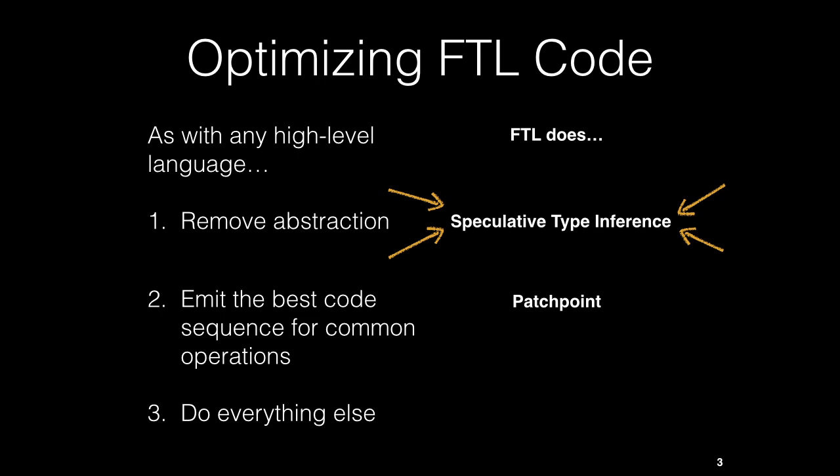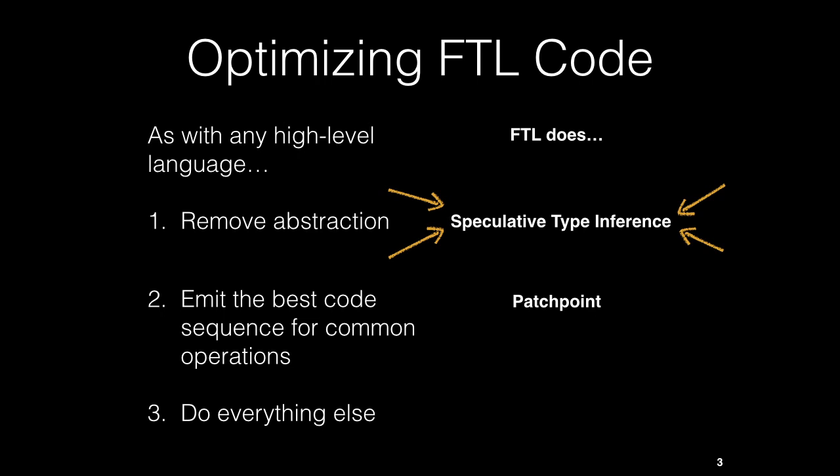So step number 2: the DFG, the 3rd tier, already gets steps 1 and 2 right. It does a good job with this. It does that because it's a custom JIT. They knew what kind of code sequence they wanted for these operations, so they just had it generate that code. Well, in FTL, we don't have that luxury because we're going through the LLVM backend. So how do we get exactly the right code sequence and support step 1, which is speculative type inference?